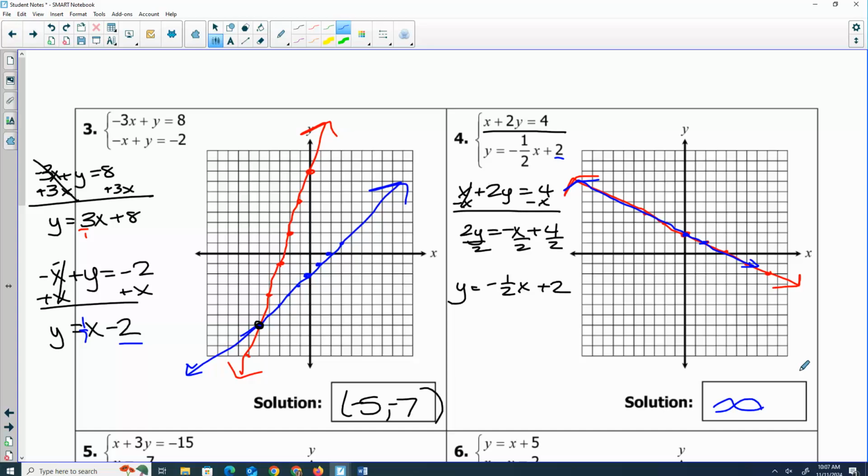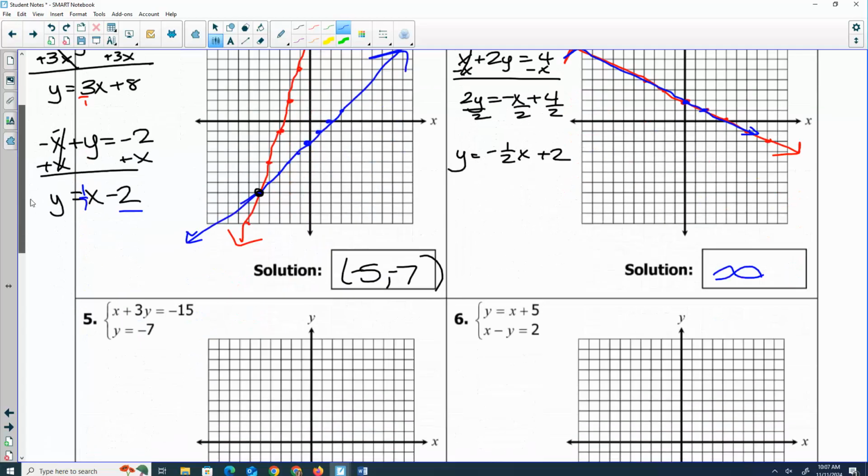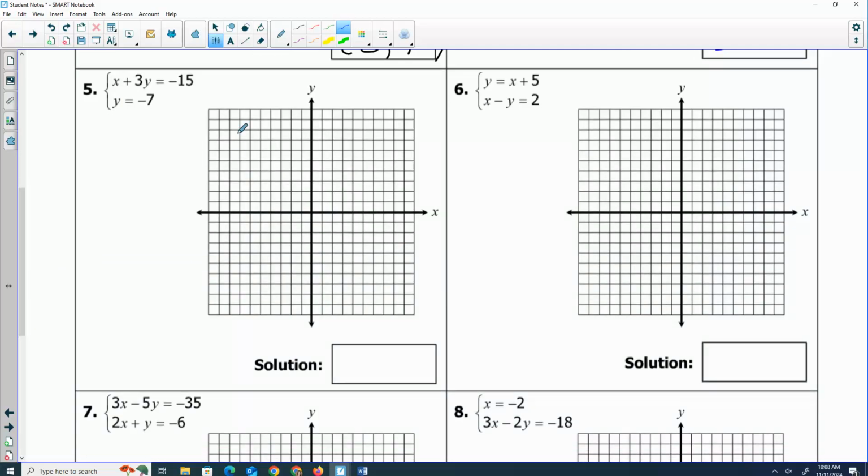Alright, we're going to do 5 and 6. If you guys participate and walk me through it, then I'll stop from there. Number 5. First equation, x plus 3y equals negative 15. I have to get y equals mx plus b form. So how do I get y by itself? Subtract x first. So then we have 3y equals negative x minus 15.